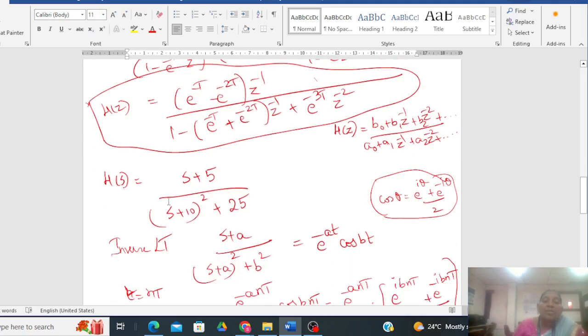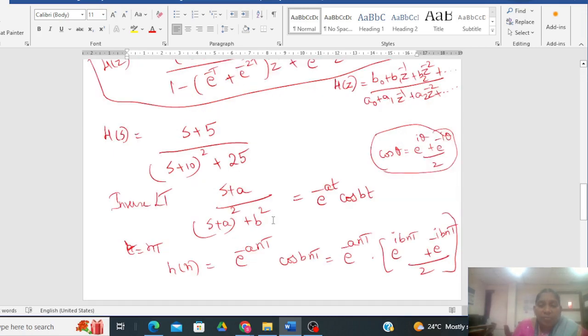The next problem is H of s equal to s plus 5 divided by s plus 5 whole square plus 25. Now we'll see how to take the inverse Laplace transform. This is in the form of s plus a divided by s plus a whole square plus b square. So the inverse Laplace transform of s plus a divided by s plus a whole square plus b square is e power minus at cos bt. So here a is nothing but 5, and b square is 25, so b is 5. According to this, when you directly apply, you will be getting this particular equation.